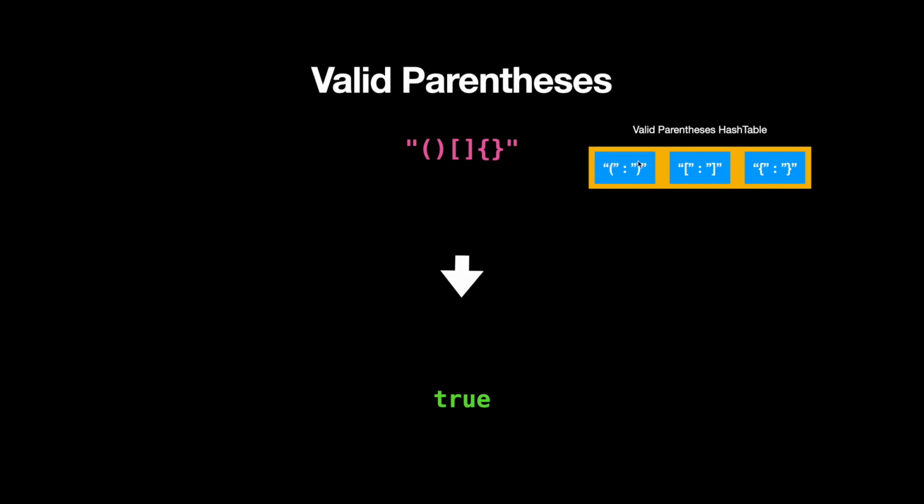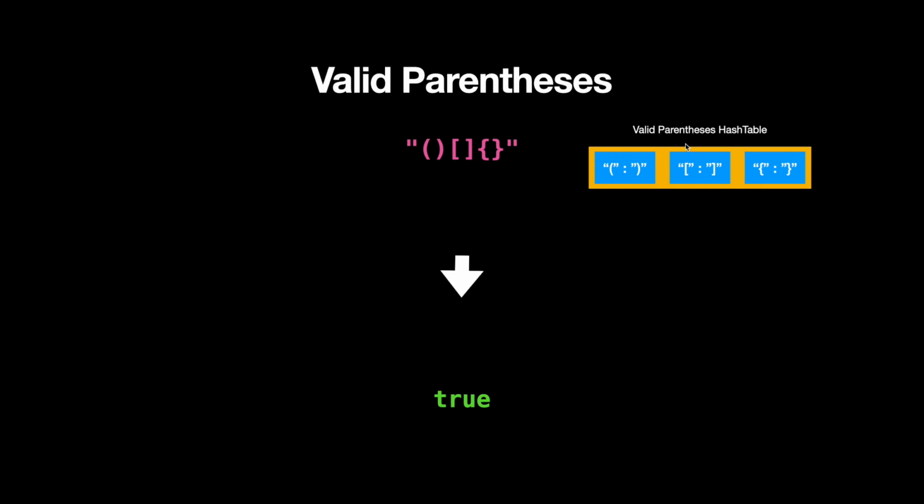We'll just define the type with open and close which is valid in this valid parenthesis hash table, right? So for this one, this is the valid one, for this one, this is the valid one, and for this one, this is the valid one. So we have kept it as key and value, where the key would be the open bracket and the value would be the close bracket.